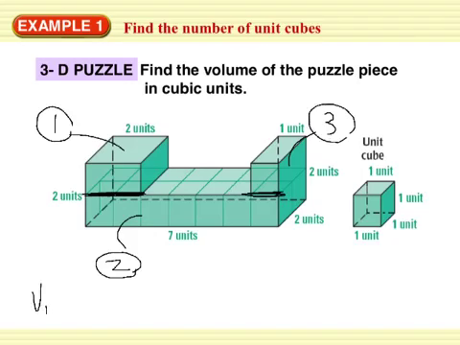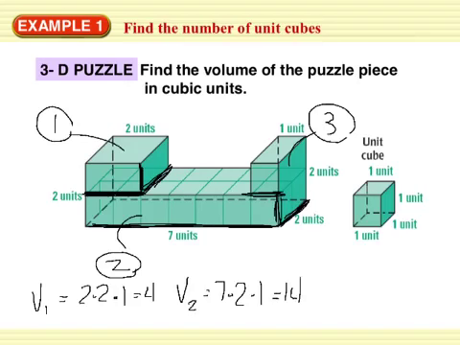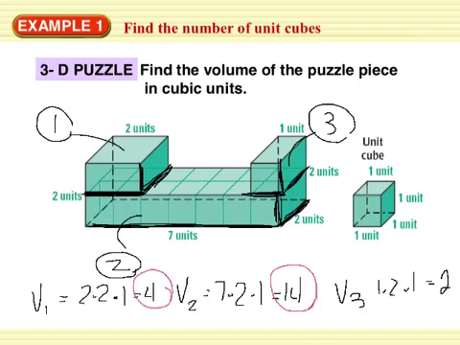If we look, the volume of piece 1 is 2 units times 2 units times 1 unit, which is 4. The volume of piece 2 is 7 units times 2 units times 1 unit, which is 14. And the volume of piece 3 is 1 unit times 2 units times 1 unit, which is 2. If I add those together, 4 plus 14 is 18 plus 2 is 20. Oh my gosh, I should rewind that, but hopefully you guys will get a little kick out of it. 4 plus 14 plus 2 is in fact 20 units cubed.